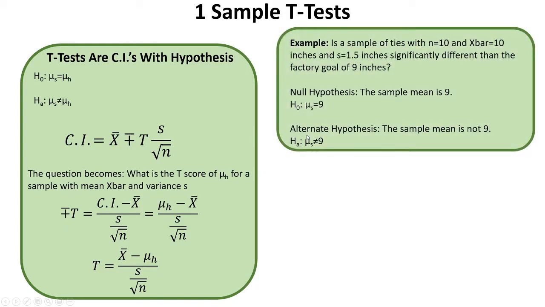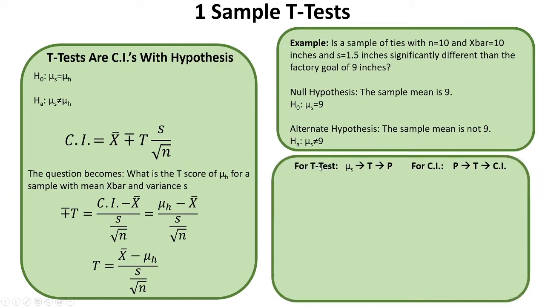So if we revisit our example of having a sample of ties with an n of 10, x bar of 10, standard deviation of 1.5, significantly different from the factory goal or factory mean of 9 inches, right? The null hypothesis would be that the mean in this case is 9. The alternative hypothesis is that the mean is not 9.